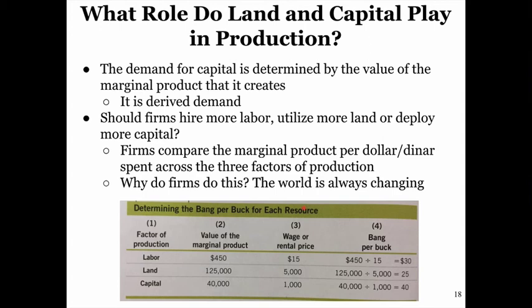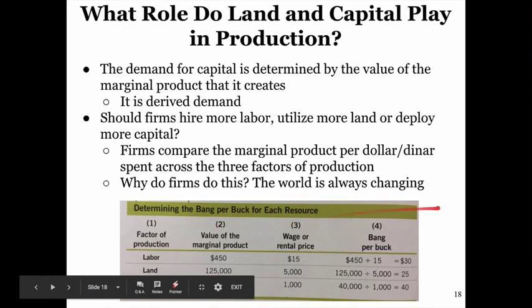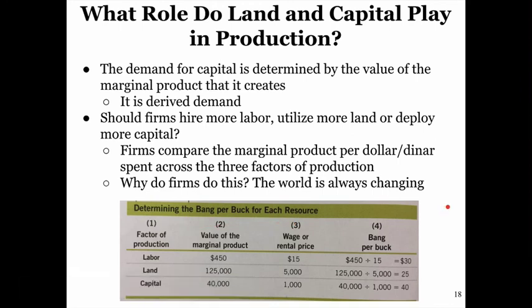So here's an example. You have let's say McDonald's, and they're trying to think of what they should invest in. More land, more labor, or more capital. Well, the value of the marginal product for labor is 450 dinar or dollars or euros. For land, it's 125,000, and for capital, it's 40,000. So that's how much the marginal product is going to produce if you get one more of each of those different types of factors of production.